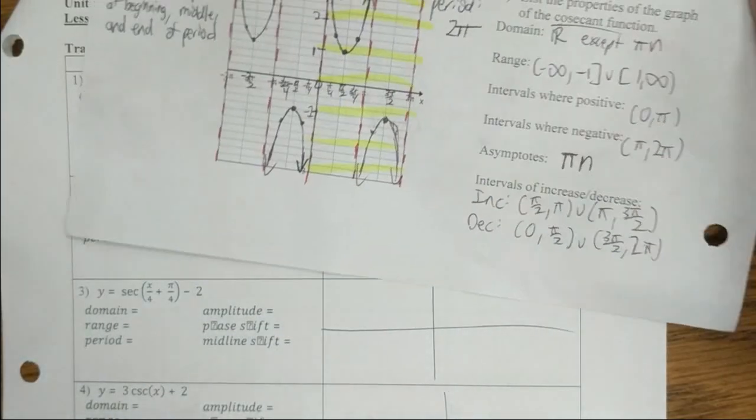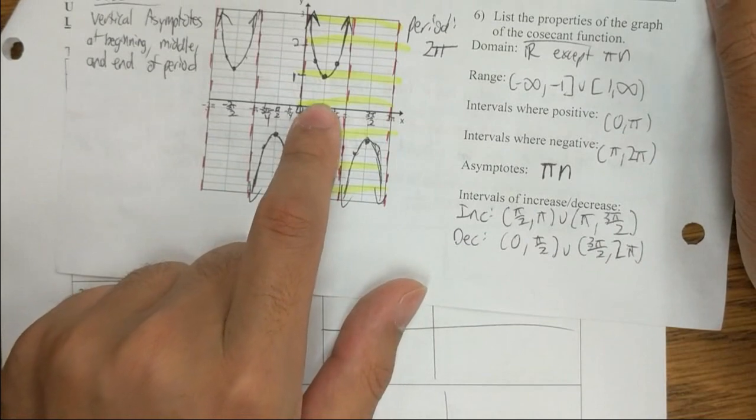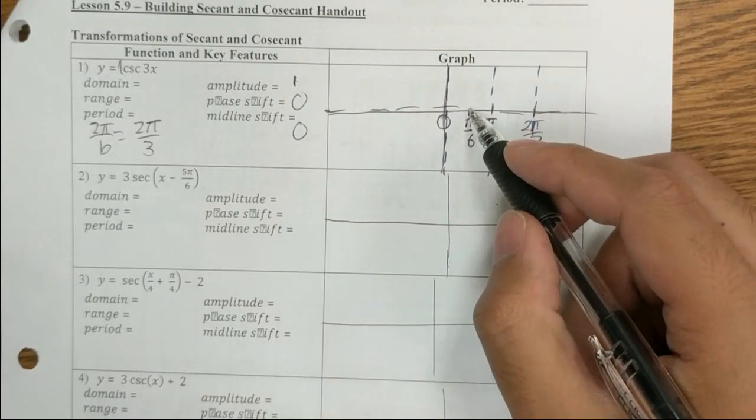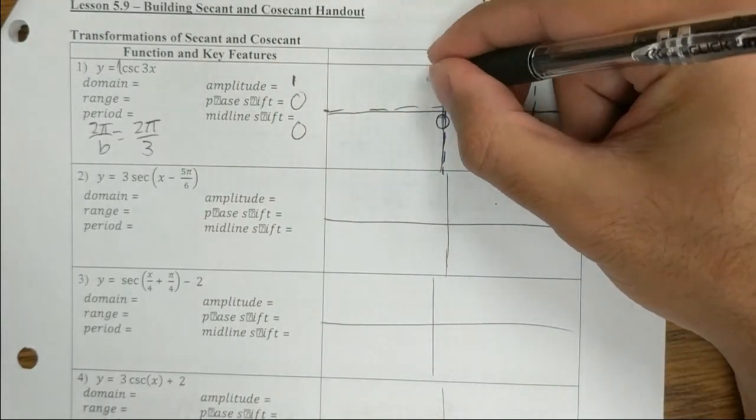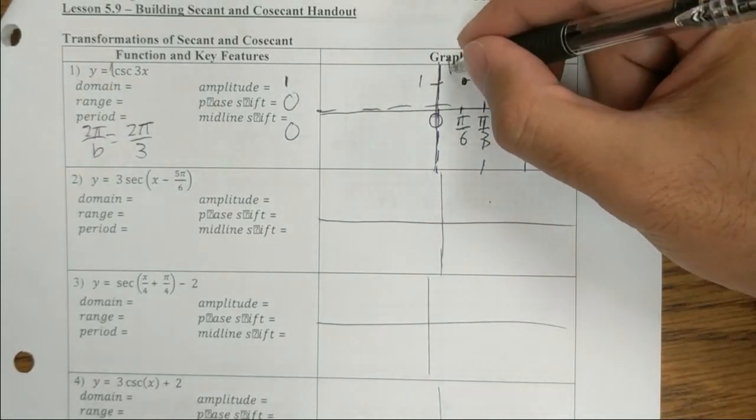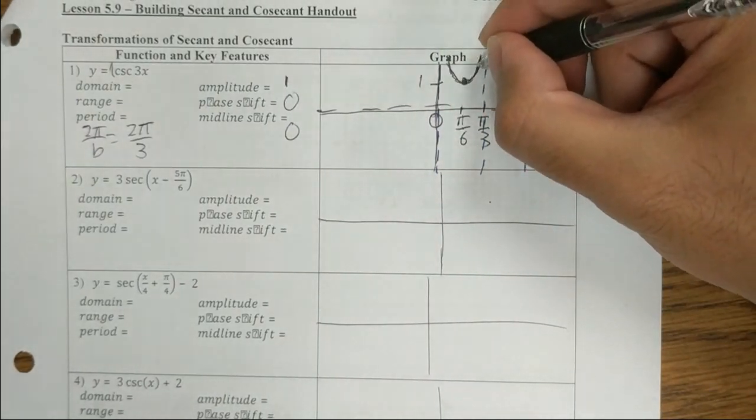So the amplitude tells me how many units above the midline to go for the vertex. In this case, it's the same as the parent. I go 1 unit up from the midline to hit the vertex. Okay, and then I know that this is the vertex of an upwards opening curve.